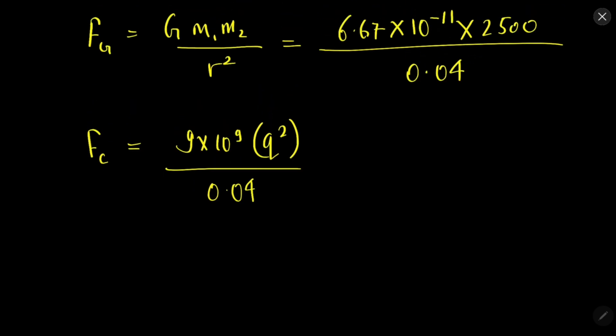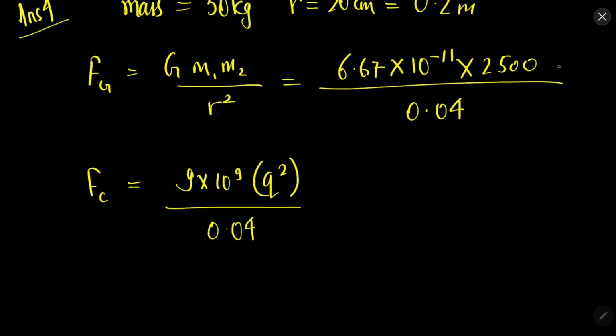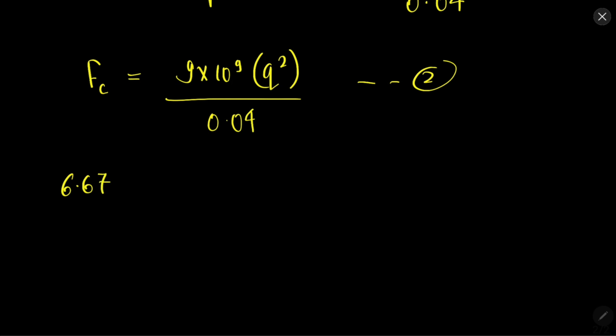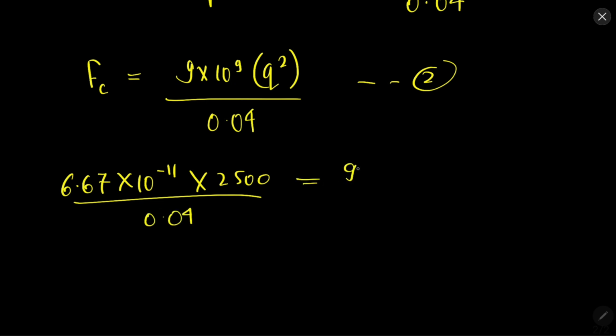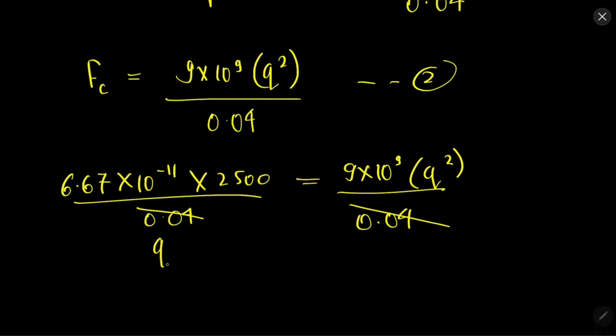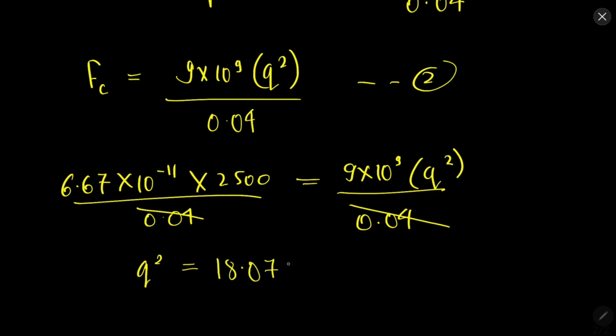Okay, so now this force, Coulomb's force, is equal to gravitational force, so we can equate the two equations, first and second. So what we will have is 6.67 into 10 to the power minus 11 into 2500 upon 0.04 equal to 9 into 10 to the power 9 into q square upon 0.04. So this will get cancelled out. So ultimately q square will be equal to, once you solve this, 18.07 into 10 to the power minus 18.